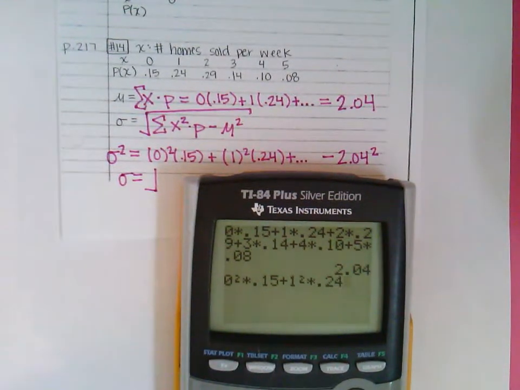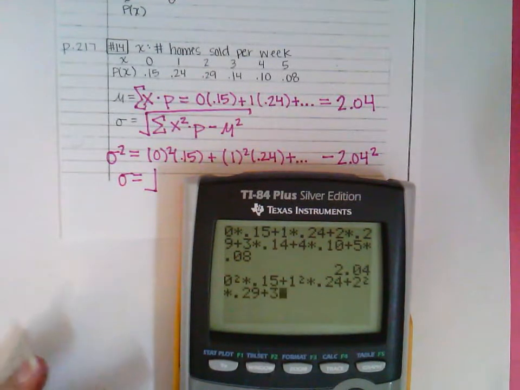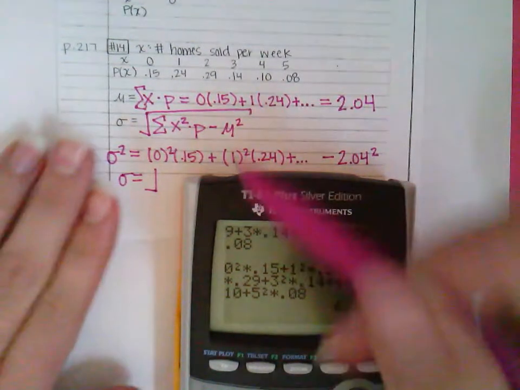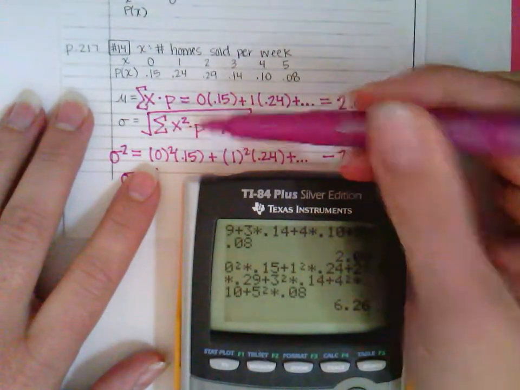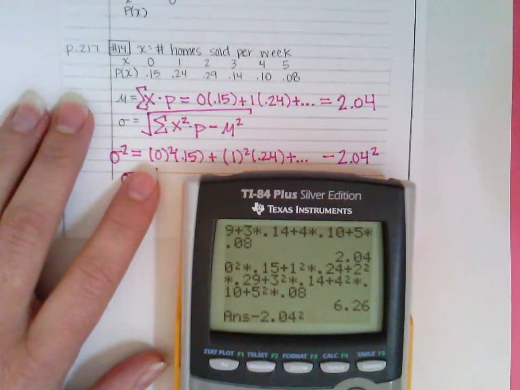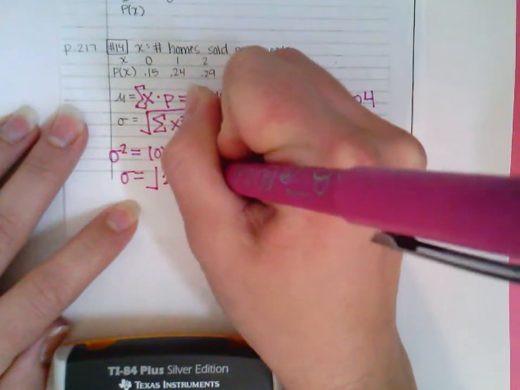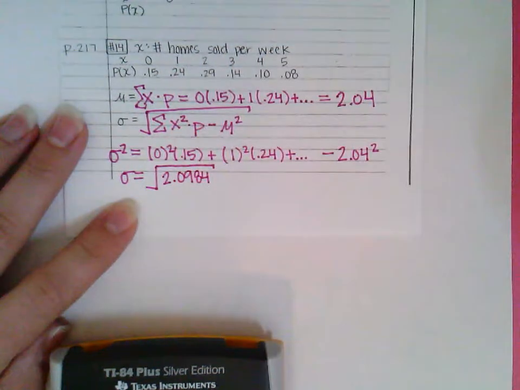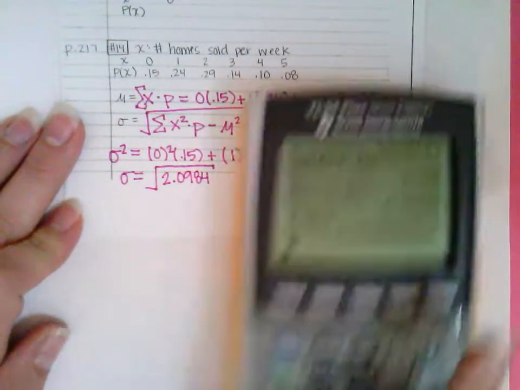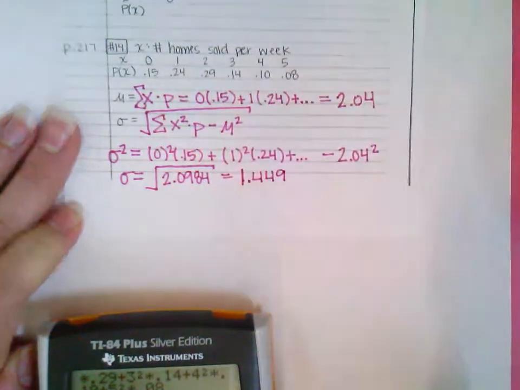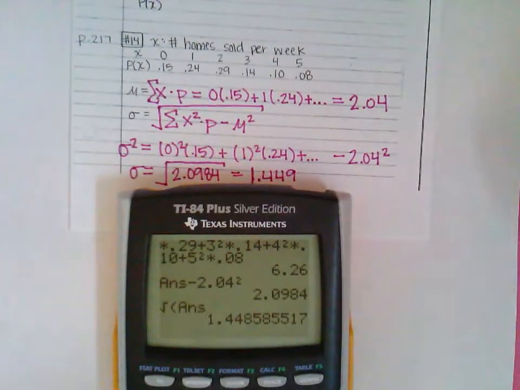So here, doing this the long way, I'm going to enter in each one of these. Again, it's X squared times its probability. Now that's just the sum of X squared times P of X. I'm then going to subtract out the mean squared, and that finds me the variance of 2.0984. In order to find the standard deviation, I take the square root of that, and I get 1.449, or 1.45, depending on how many decimal places you want to go to.